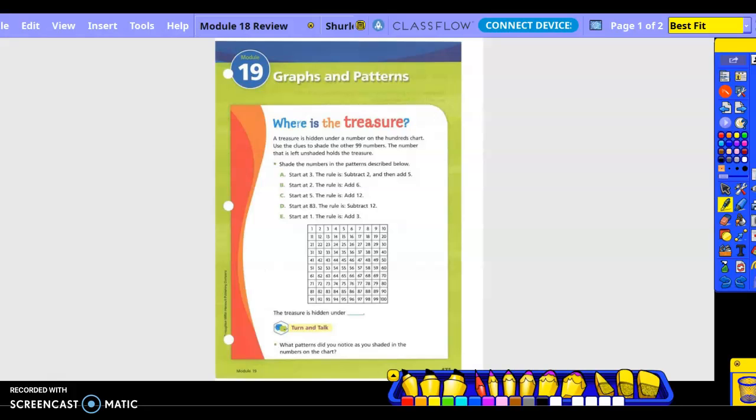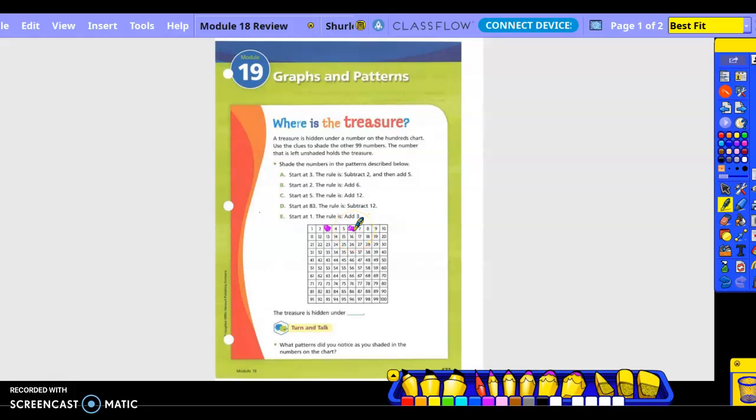So we're starting with 3. We're going to shade 3 in. Then the rule is subtract 2, then add 5. So if I subtract 2, I'm back at 1. And if I add 5, I'm at what? 6.